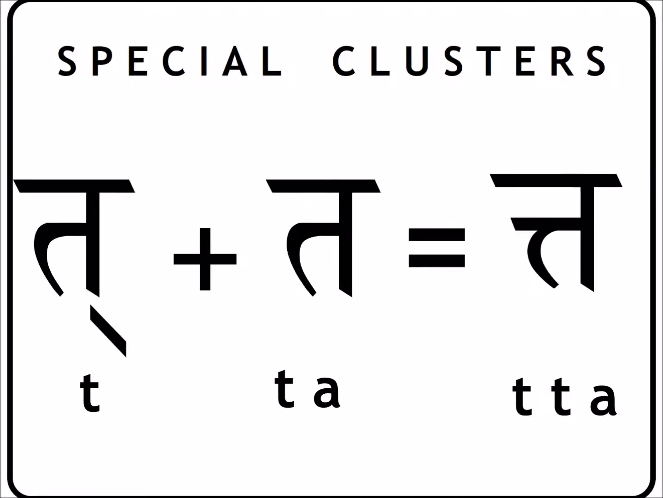The next cluster is the two tas combined together. To draw this special character, it's nothing more than writing the letter ta, but with an extra horizontal line sticking from the center to get tta. This is the same tta that's used in words like chitta or vrittihi.